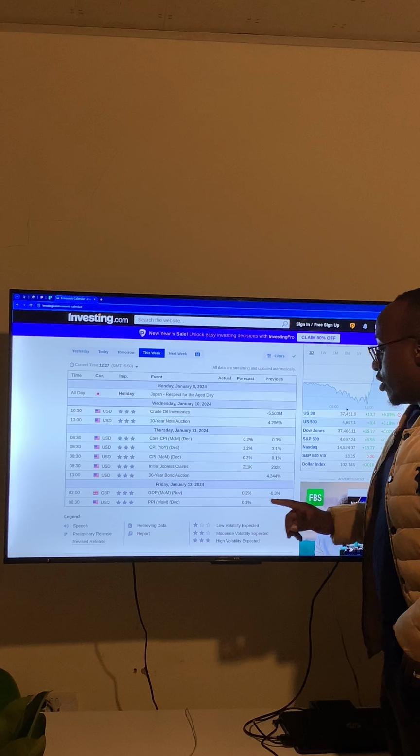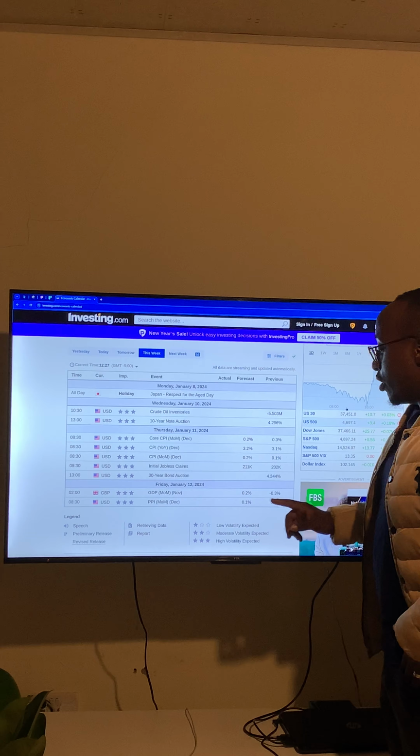30-year bond auction, I won't talk about it, still tied to this, okay? Because it at least projects where the interest rates will be for the next 30 years. But I won't talk much about that. Then on Friday, we have the GDP for the British pound, as you can see, negative 0.3% was the last reading in November. Let's see what their Q1 projection is. Let's see whether the economy will grow, will stagnate, or will continue to go down.